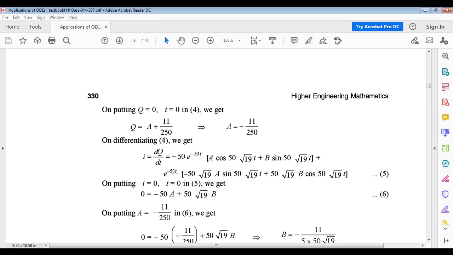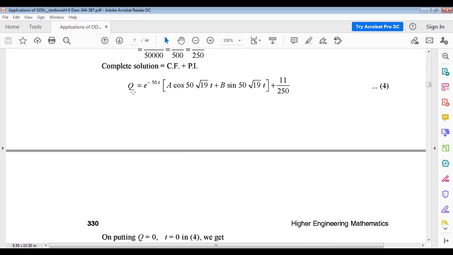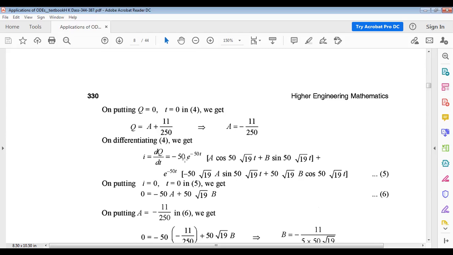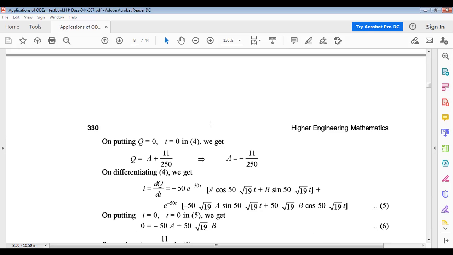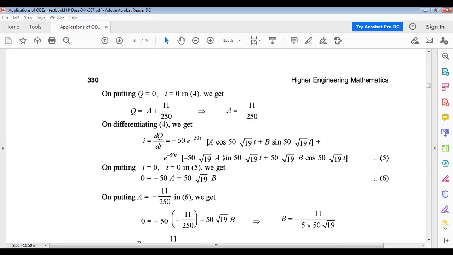So on differentiating equation 4, I equals to dq by dt. The rate of change of charge with respect to time gives the current. So I equals to dq by dt. If we differentiate equation 4 with respect to t, we get minus 50 times e to the power x formula, e to the power x multiplying with the coefficient of t. Here t is the independent variable. So a cos this one plus b sine this one.